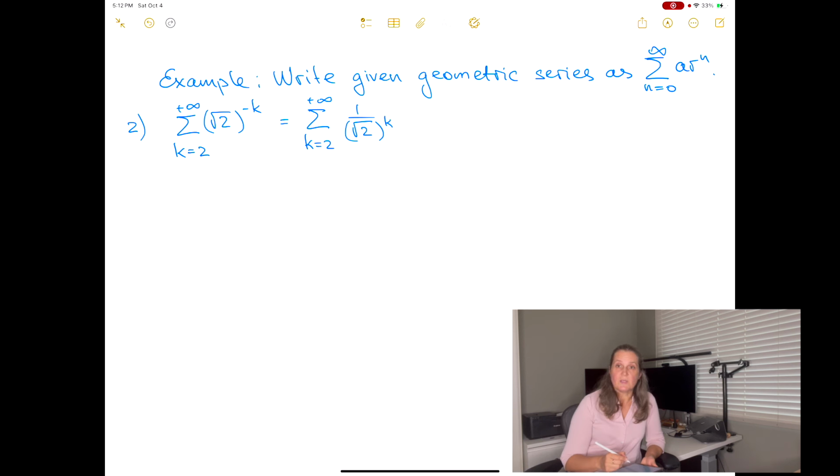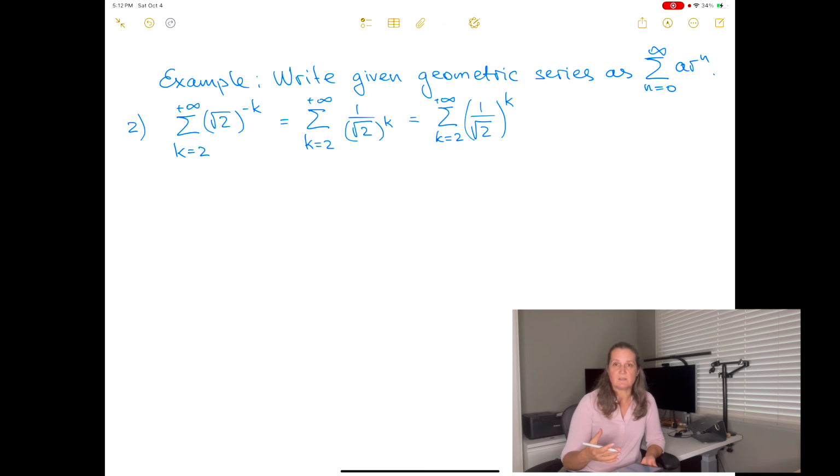Using the properties of the exponents, we can rewrite square root of 2 raised to the power minus k as 1 over square root of 2 raised to the power of k. Since 1 to the power of k is the same thing as 1, we can rewrite 1 over square root of 2 to the power of k as a fraction, 1 divided by square root of 2 raised to the power of k. This is almost the expression that we want. The only difference is we don't have the index starting from 0. Our index starts from 2.